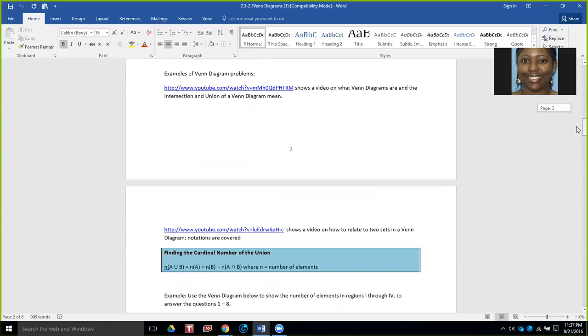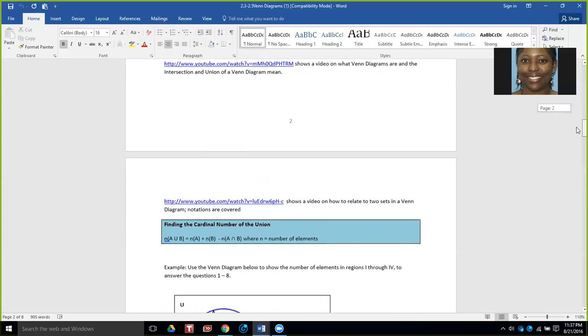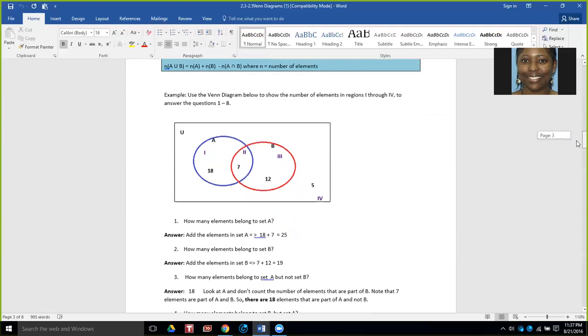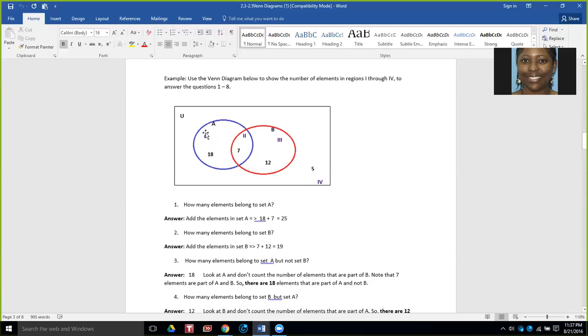I've also given you links that might be helpful for you. Finding the cardinal number of the union, I gave you that formula. We'll get into the Venn diagram and completing the regions.